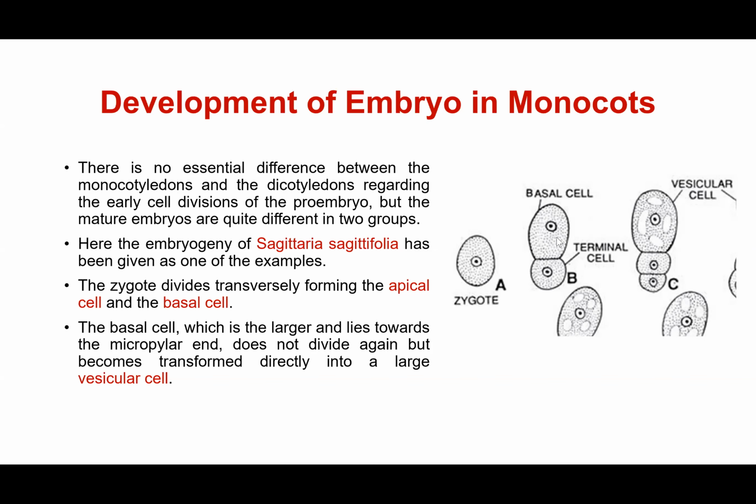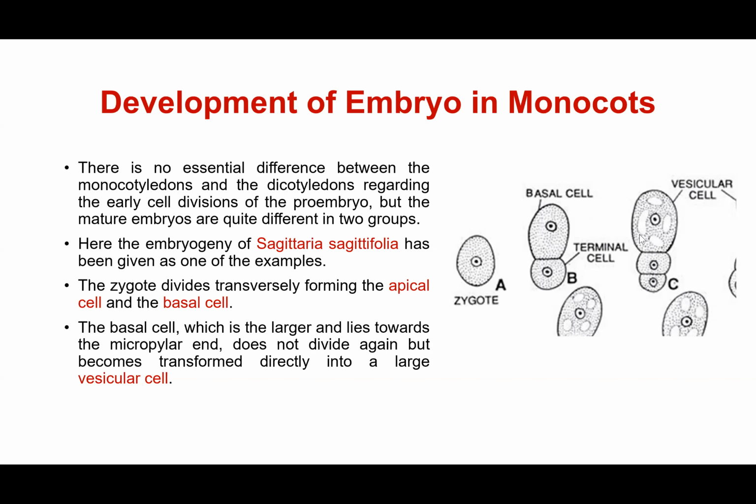This zygote, as in dicots, divides to form an apical cell and a basal cell. The apical cell is sometimes referred to as the terminal cell also. The basal cell is larger and lies towards the micropyle, whereas the apical cell is towards the chalaza. The basal cell does not divide again. It remains as such and directly transforms into a vesicular cell.